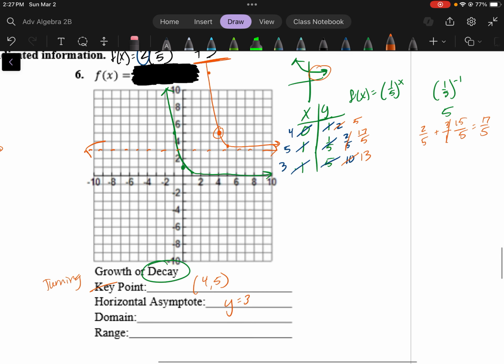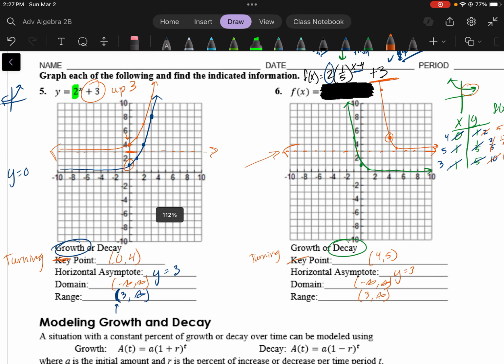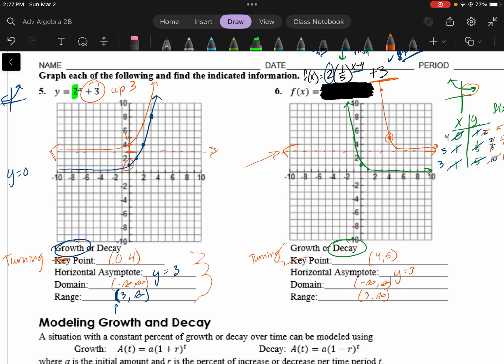Okay? The domain would be -infinity to infinity, and then the range, again, isn't going to pass this horizontal asymptote, so it's going to be (3, infinity), because we're staying above it. All right? So there's number 5 and number 6. Again, just be mindful of growth versus decay, going and labeling all of your different transformations, and filling out the key information that it asks you to right here, and it should be pretty good.